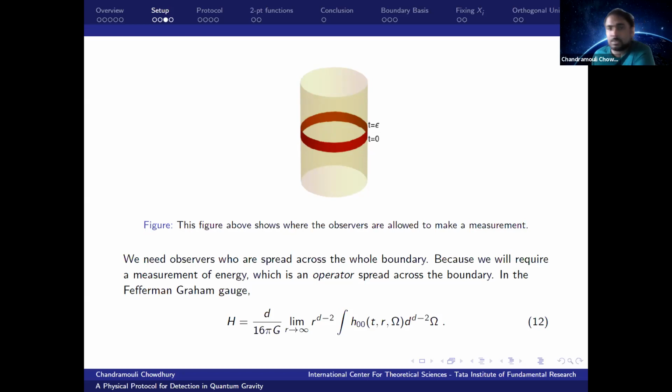One can of course ask what happens if the observers are not given access to the whole of AdS, but only a part of AdS. Then we don't exactly know how to make this protocol work right now. But there are some expectations and we can discuss them later. As of now, I'll need observers which are spread across the whole boundary.